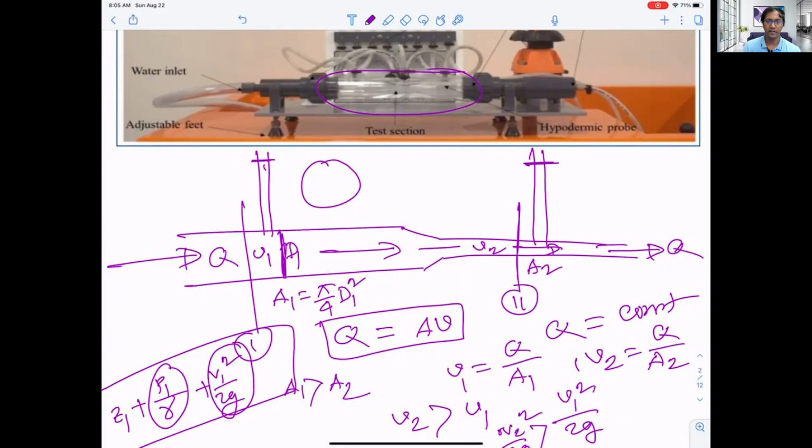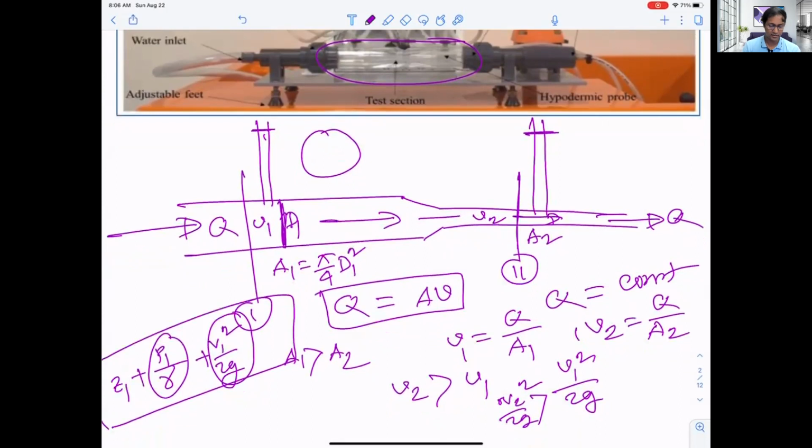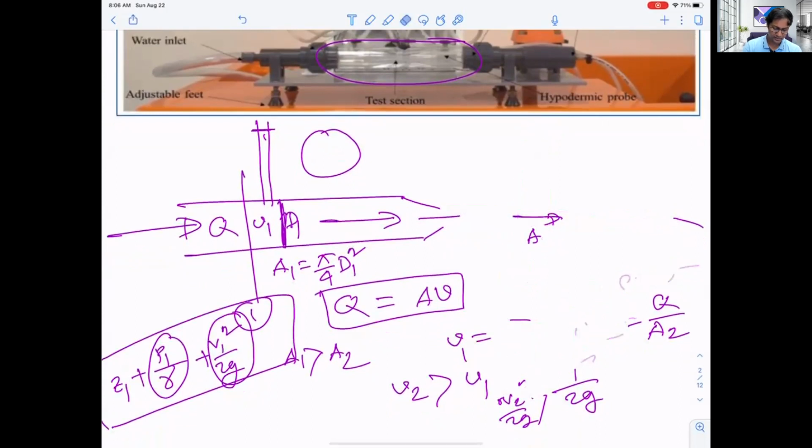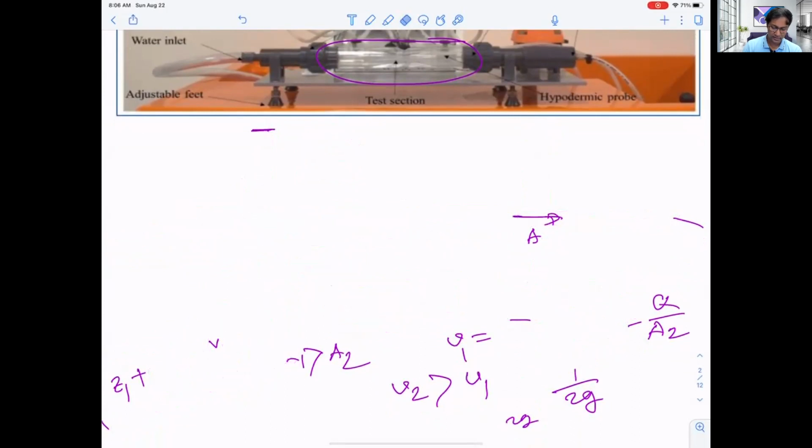So that's why the velocity will increase, and when the velocity increases, the velocity head V squared over twice g has to increase, right? So that is the condition. Keeping that in mind, we'll calculate.